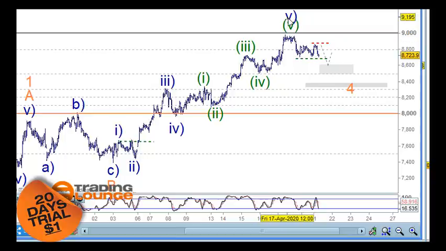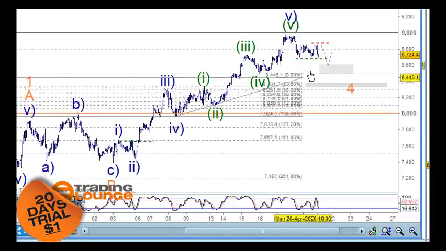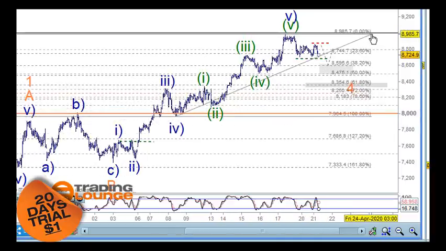So we need to be mindful of that, and we also need to be mindful of, well, if that was wave 1 and 2, this is wave 2 low here, and we're coming up here to the top here, then we may only come down to the 8,600 area here and then move higher from that point.